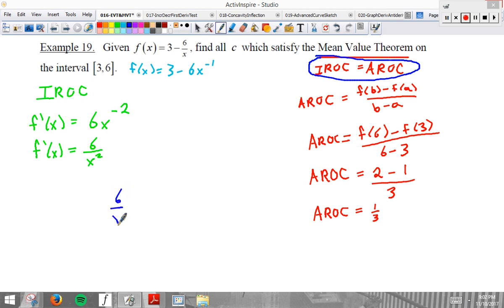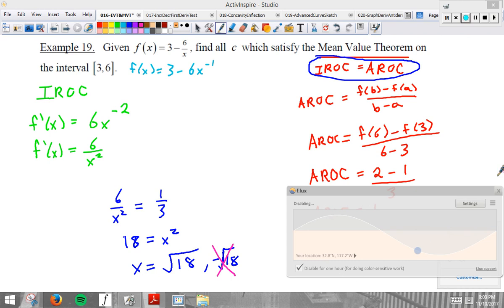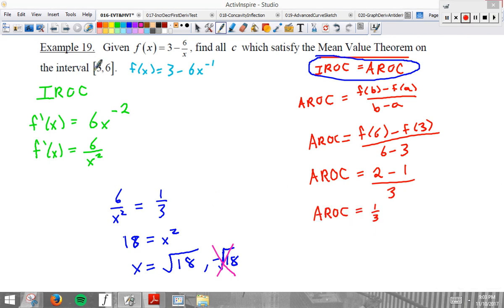So we want 6 over x squared to equal 1/3. I cross multiply. 18 equals x squared. X will equal positive root 18 and negative root 18. And now, whenever you get your answers, you should consider, are both of these in the interval? This one is pretty clearly not in the interval. It's negative. That interval is only positive numbers.